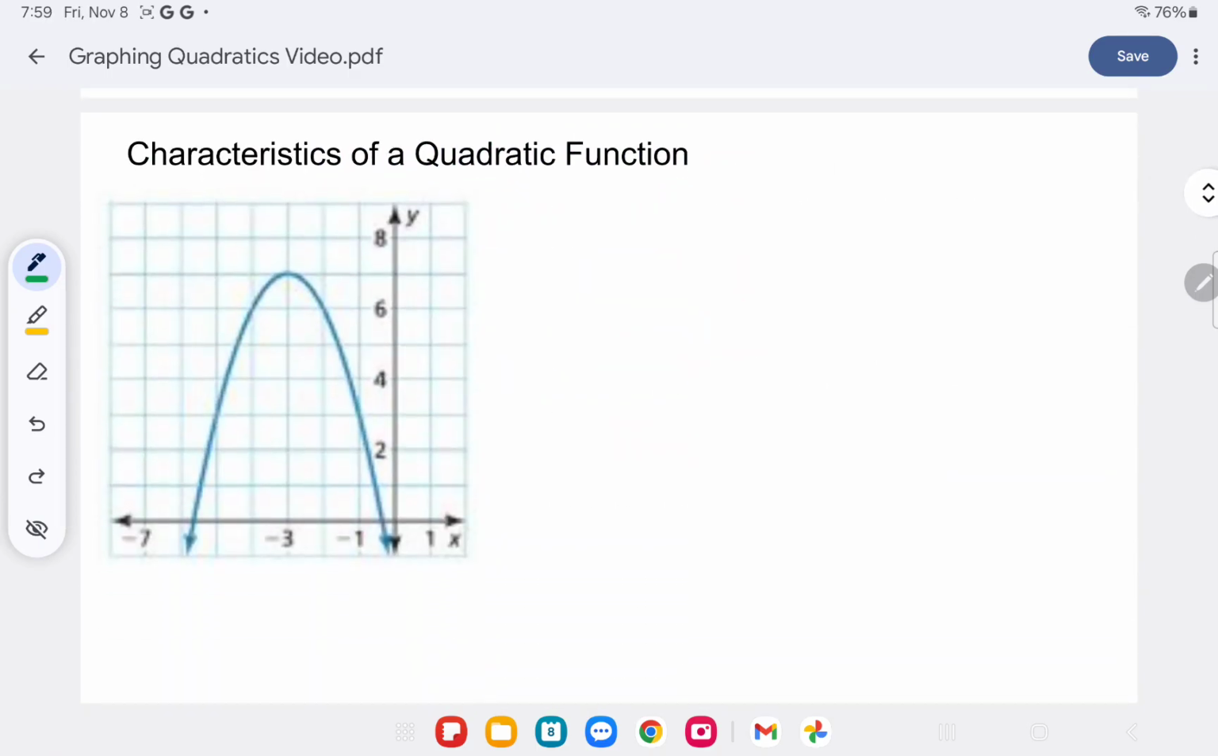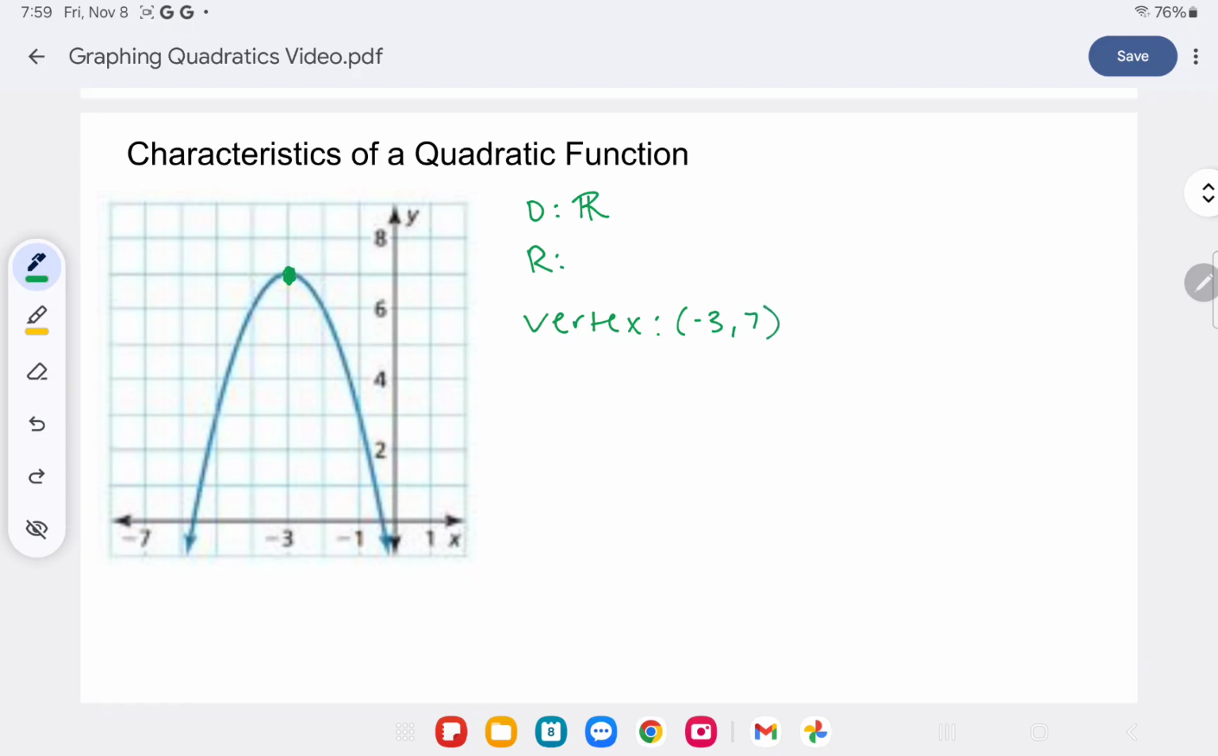So let's talk about the characteristics of a quadratic function, and then we'll get into the graphing of a quadratic function. So first, quadratic functions always have a domain that is all real numbers. Any number can be plugged in for x. The range, though, is limited based off of where your vertex is. So let's actually talk about the vertex first. The vertex in this case is the point (-3, 7).